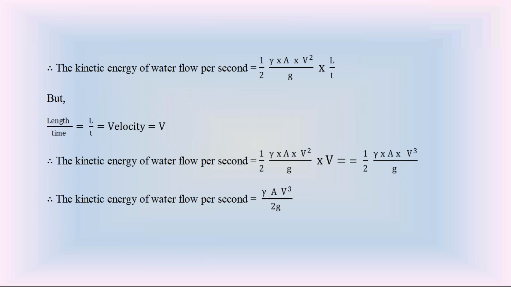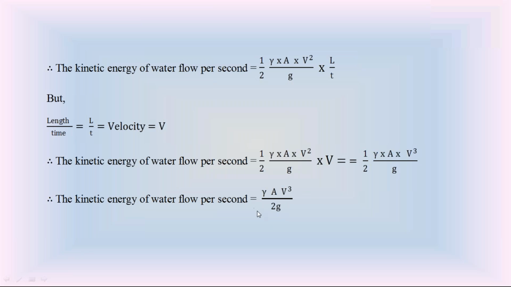Just now we prepared the equation. If the area is A, the equation of kinetic energy per second is equal to gamma A V cubed by 2g. But in that thin layer, the area is dA. For that thin layer, the area is dA. So here we have that area dA. In that thin layer, velocity is small v. So here you will get small v.